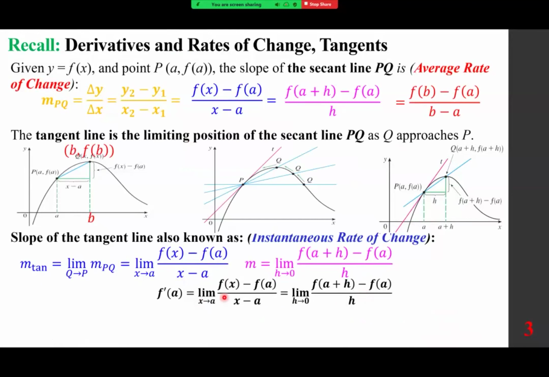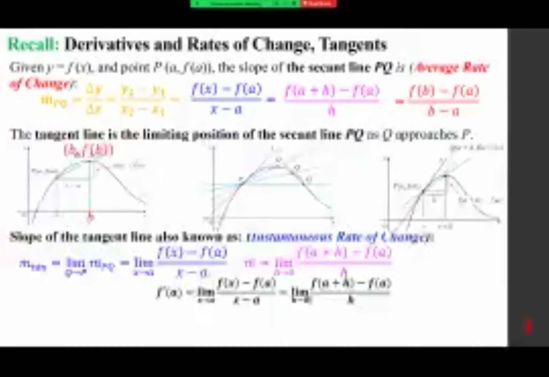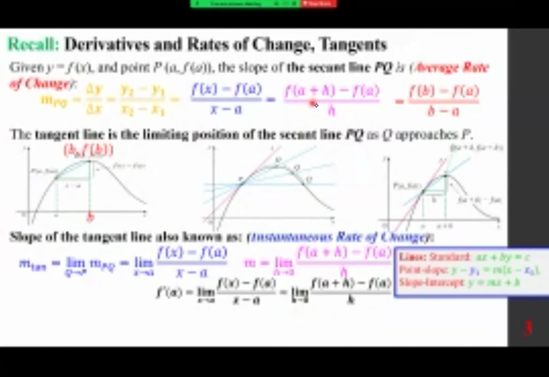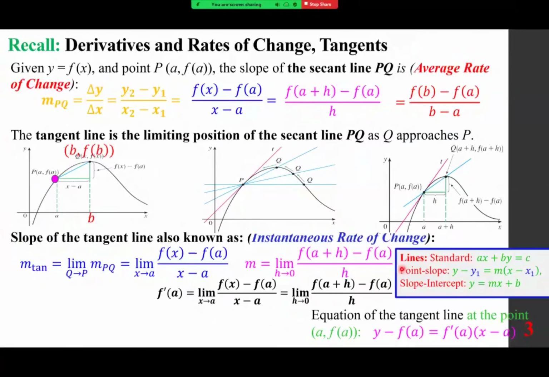F prime of a is the limit of f of x minus f of a over x minus a as x approaches a. If you use this one, x approaching a, and this one, limit of f of a plus h minus f of a over h as h approaches 0. When we use the point slope for this pair, a comma f of a, it gives us the equation of a tangent line. We don't have to memorize. Point slope is good enough.